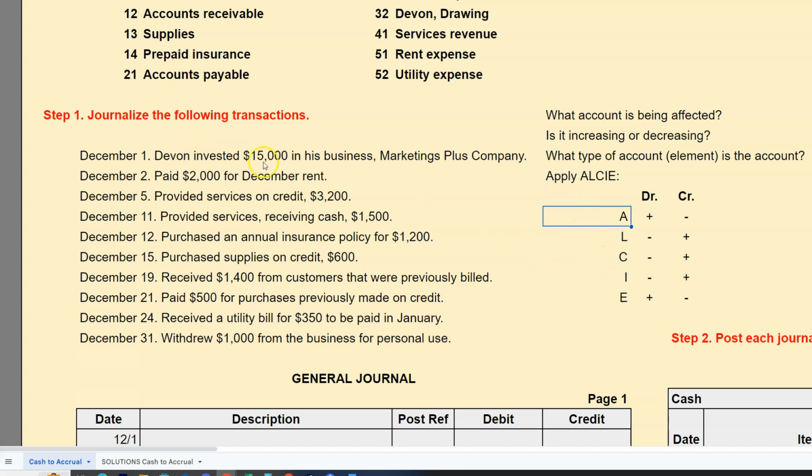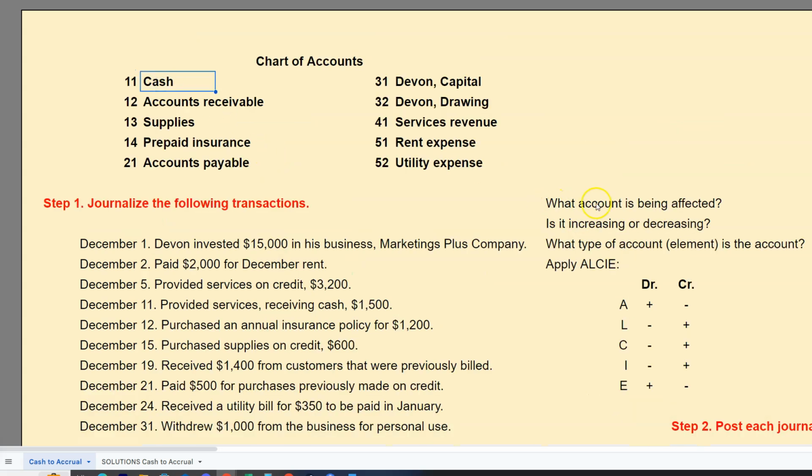So Devon is investing $15,000 in his business. We will always do accounting from the business's perspective. So I know that cash is changing hands here. So Devon is taking money out of his personal account and putting it into a separate account just for the business. So from the business's perspective, cash, one of the accounts that's being affected, is increasing. Okay. So we've already answered half of it. We know cash is one of the accounts being affected. It is increasing.